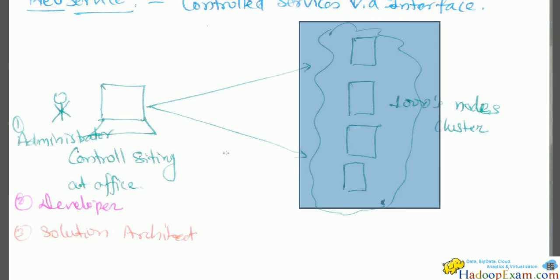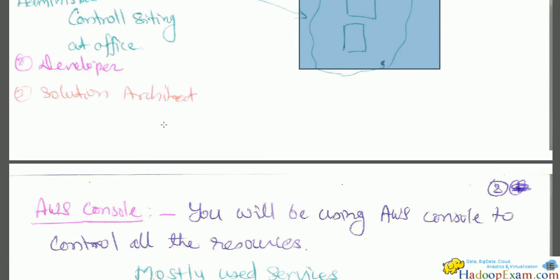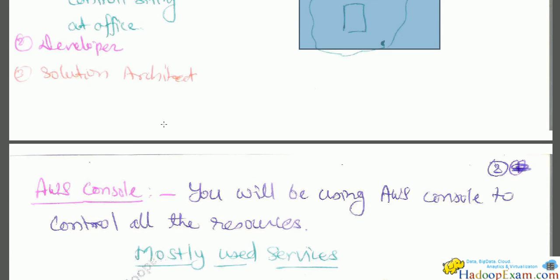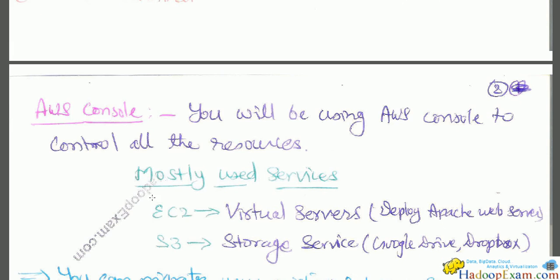Actually it's not just that. Cloud computing has many more things. Amazon Web Services is one cloud computing solution which provides many things, and as we move ahead, we will discuss each and every feature. You will be using the AWS console to control all the resources on the website. Once we do the hands-on, I'll show you the AWS console. Using the AWS console, we will create EC2 instances.